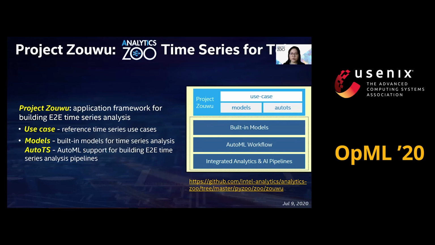Last, I would like to introduce a new project which is built on top of our scalable AutoML time series support in Analytics Zoo. The name is Project Zouwu. We have created this project specifically for telco applications. In Project Zouwu, we not only expose the AutoML capabilities for time series in the AutoTS module, we also expose some built-in models without AutoML. And we also provide some reference solutions for typical telecom use cases, such as network traffic forecasting. I'll talk about the details of this reference use case in the next section.